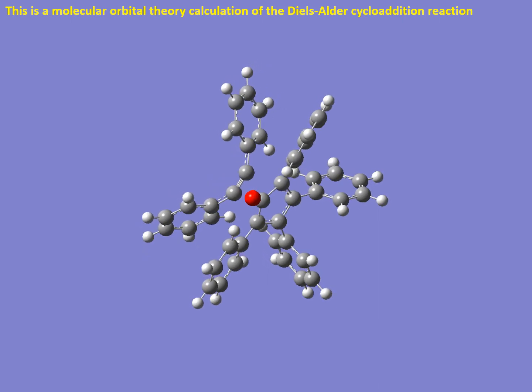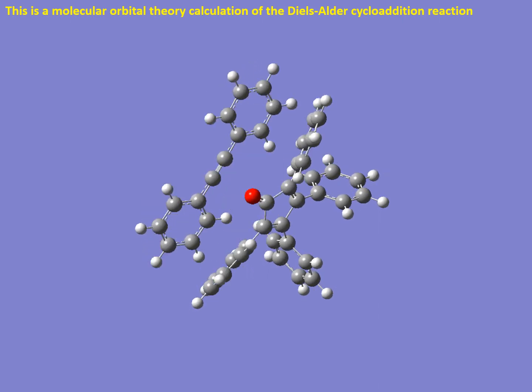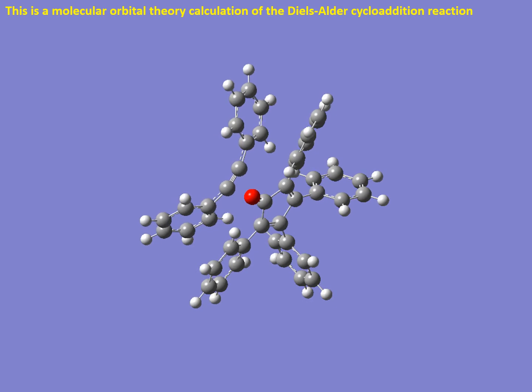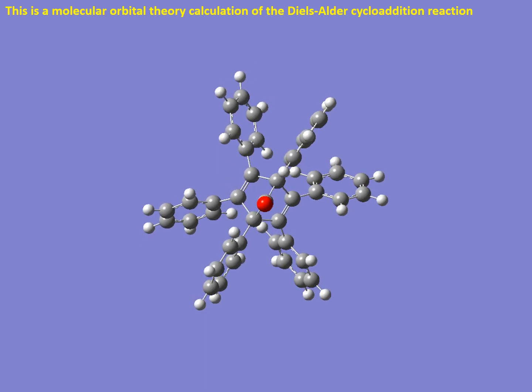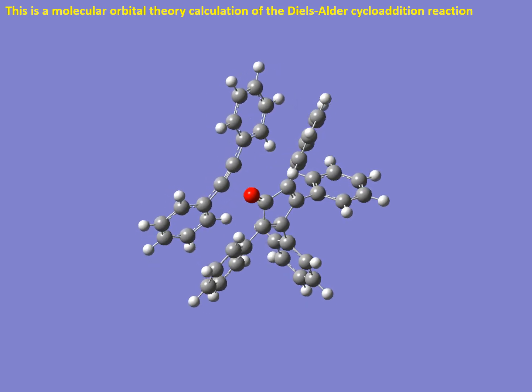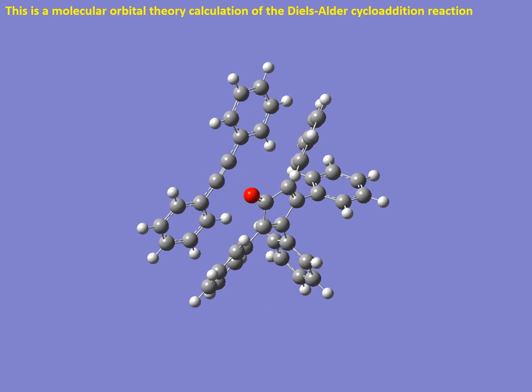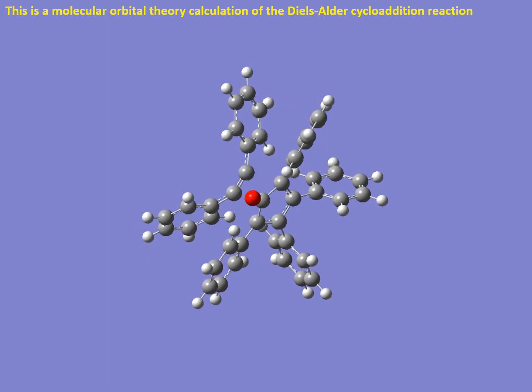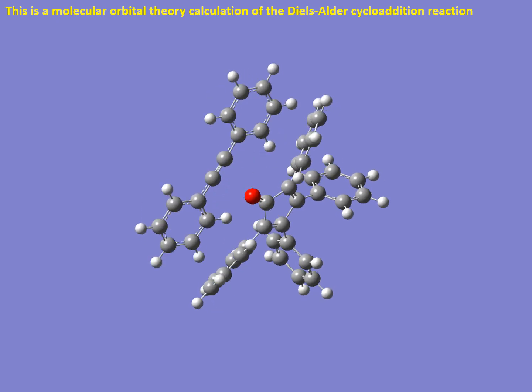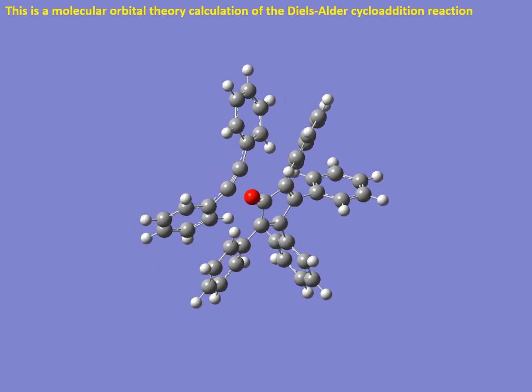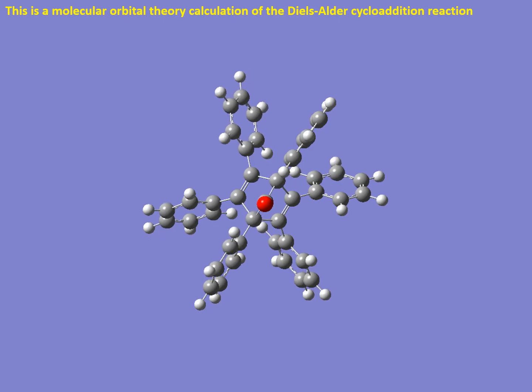This is a molecular orbital theory calculation of the Diels-Alder cycloaddition reaction. Here we can see how the diphenylacetylene approaches the molecule and forms the new bonds, making this new six-member ring and having the CO group sticking out towards us.